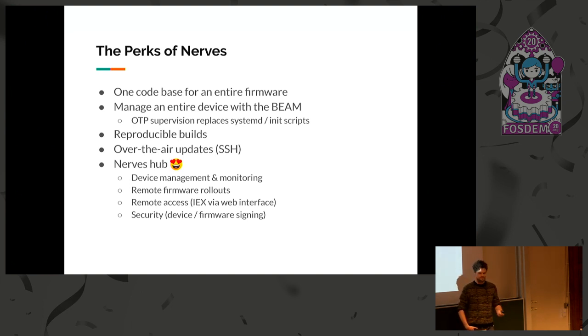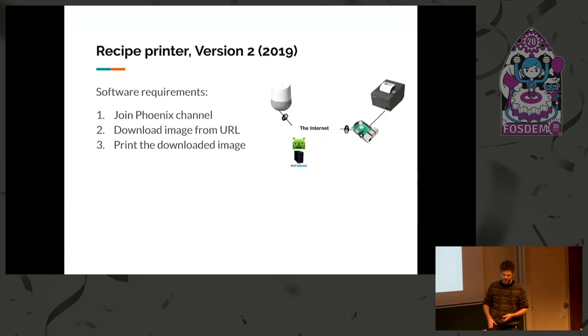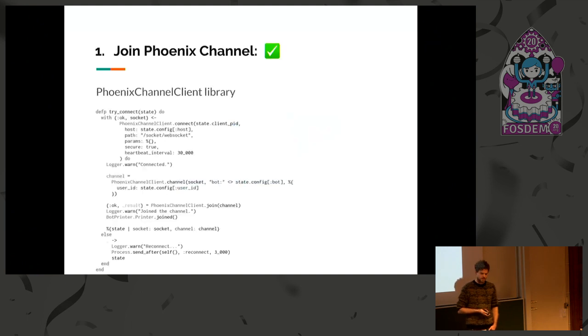So with NURBS out of the way, let's see how I implemented this little device. Version 2 of the Raspberry Printer basically had these requirements. We needed to join this Phoenix channel, because we needed to get messages from the bot in real time. The bot would send an image, like, "Hey, print this, please." We would download that image, and then we would print the image on the printer.